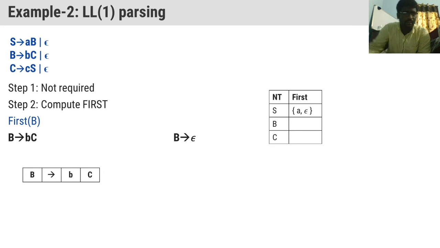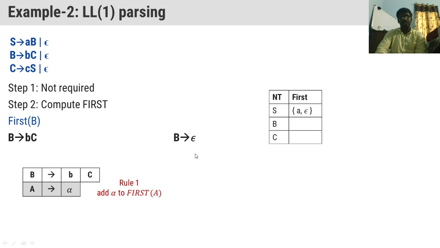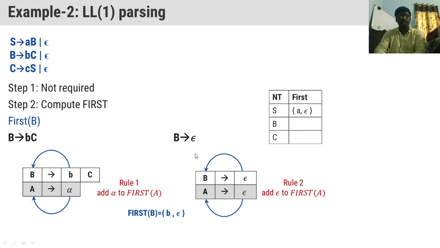Small b. Here the starting symbol is small b and here the starting symbol is epsilon. So we will include both the symbols. So B comma epsilon. First set of B equal to B comma epsilon, and we will include that first of B in the table. So first set of capital B equal to small b comma epsilon.